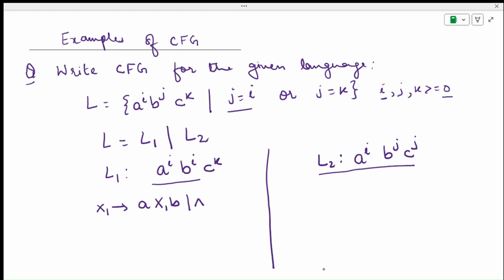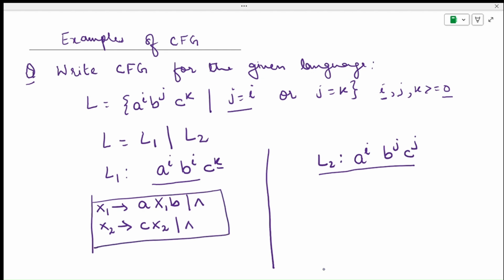So I can put this as null. And then for C, take one more variable x2: C x2, that is, any number of C's will be generated with this variable x2, and again null, as we know that x2 is nothing else but k, and the smallest value of k is 0. So I have this grammar for language L1.